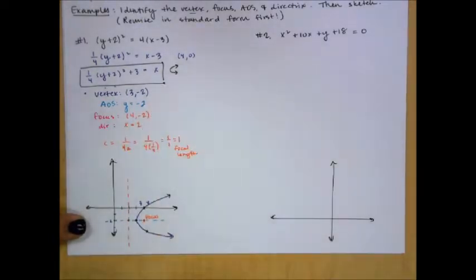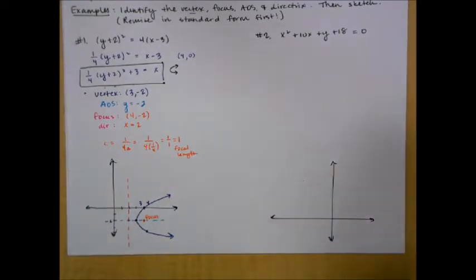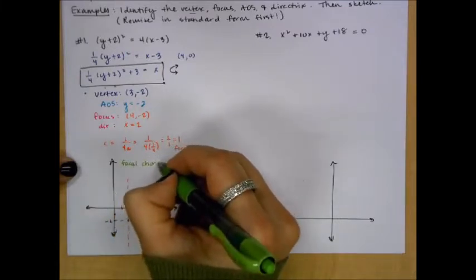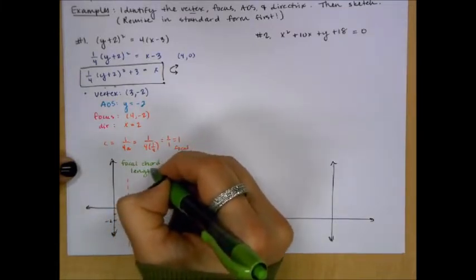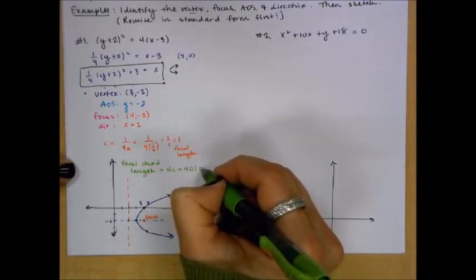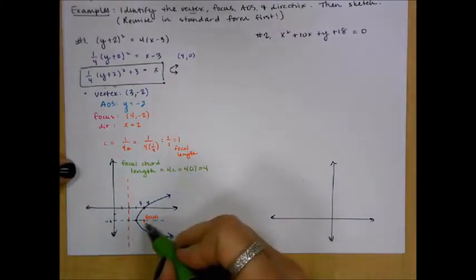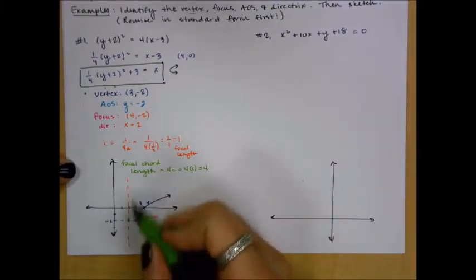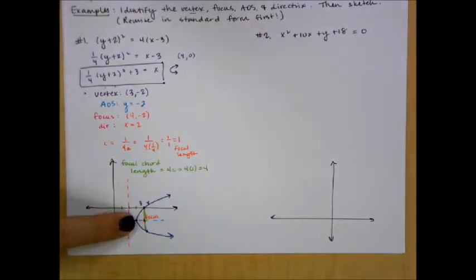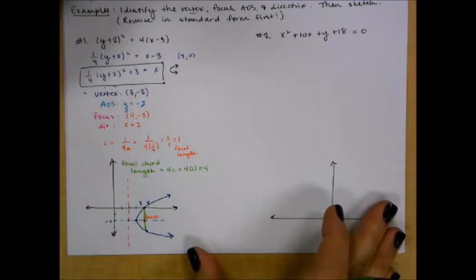If we wanted, we could find the focal chord and its length, the endpoints on the parabola here. So remember that the focal chord length is 4 times c. That would be 4 times 1, which is 4 units. It passes through the focus and is parallel here to my directrix. So I actually have it right here already plotted out. The points I used to graph my parabola end up being those endpoints.